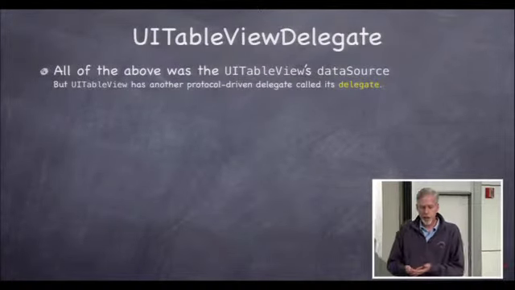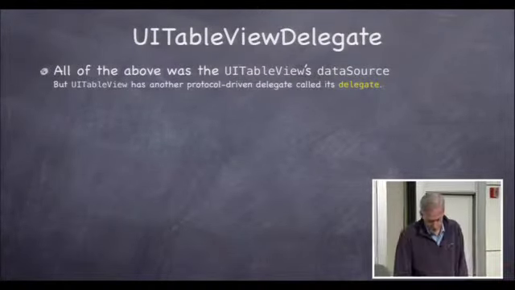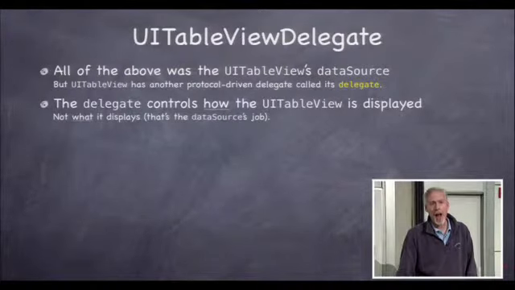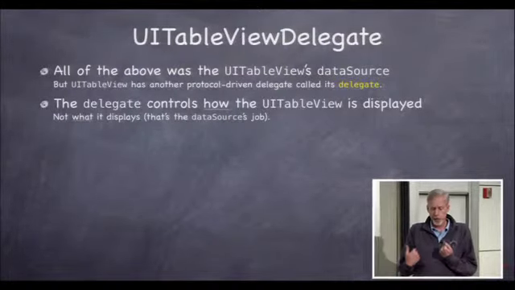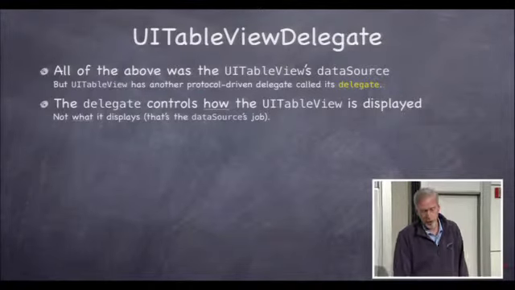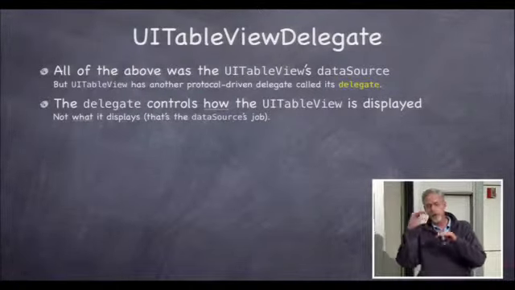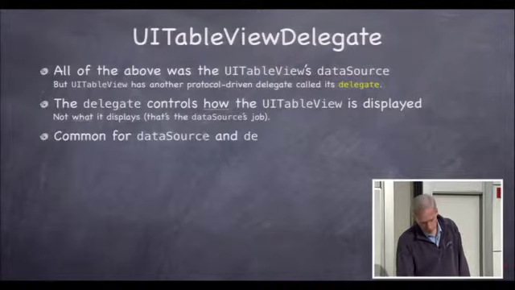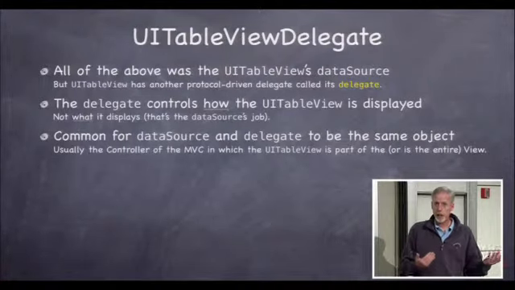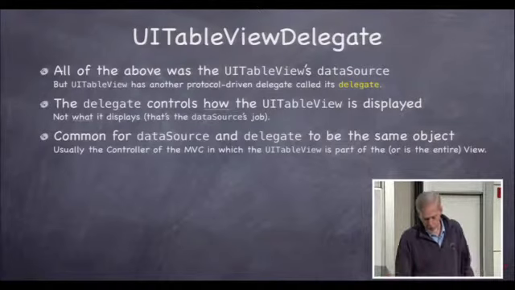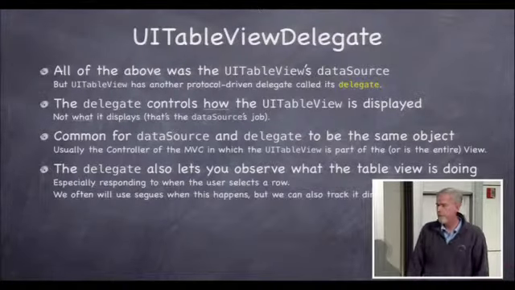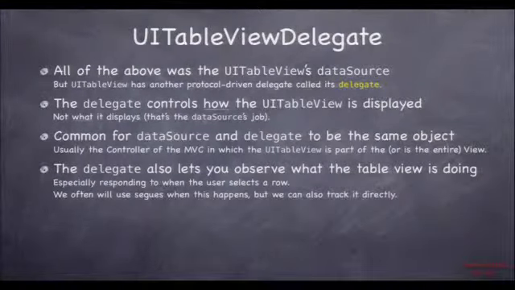The other delegate is called UI table view delegate. It controls how the table is drawn, not what data is in the table, but how it's displayed. So things like how tall are the cells. It's common for the data source and delegate to be the same object, usually the UI table view controller. You can also observe the delegate has a lot of this did happen, that will happen kind of methods that we've seen in other delegate protocols. Probably the most interesting and important one is it'll tell you when somebody clicked on a row.